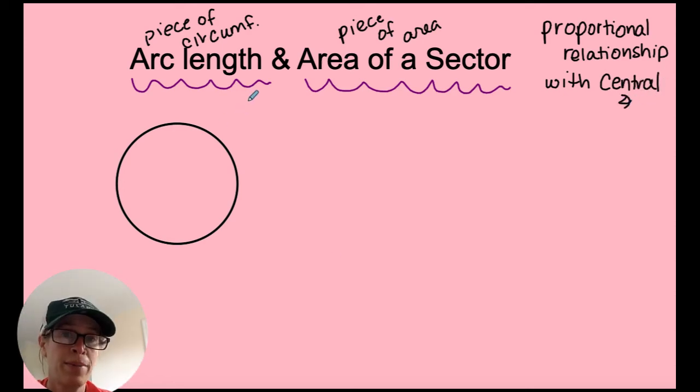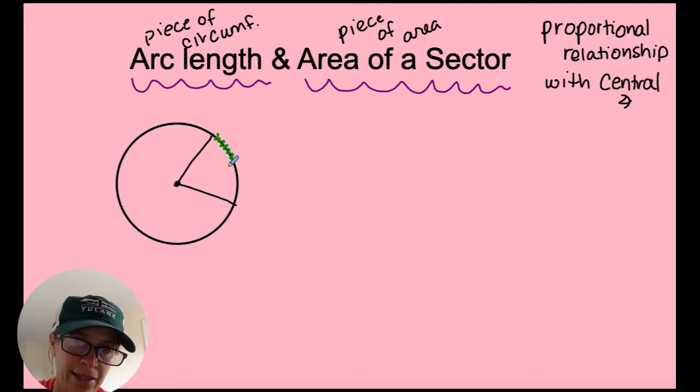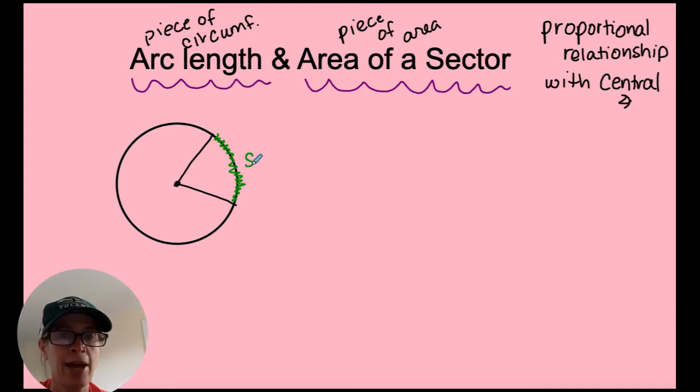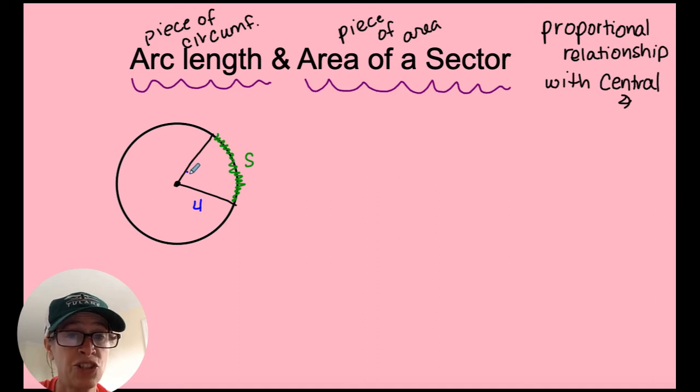All right, so what do I mean by that? Well, let's pretend that I give you a little piece of a circle like that, and I want to find the arc length. So this is the arc length. I'm going to call the arc length S, okay? And I tell you that the radius of the circle is 4, and this degree here, the central angle, is 60 degrees. So I want you to think about that.